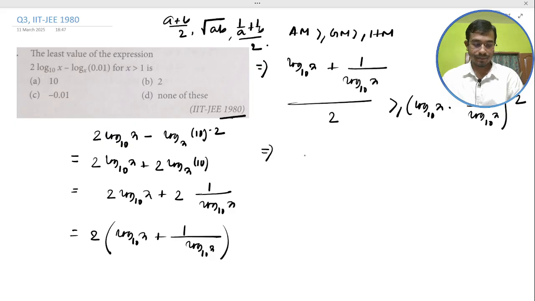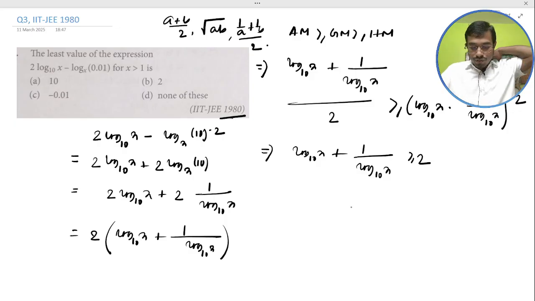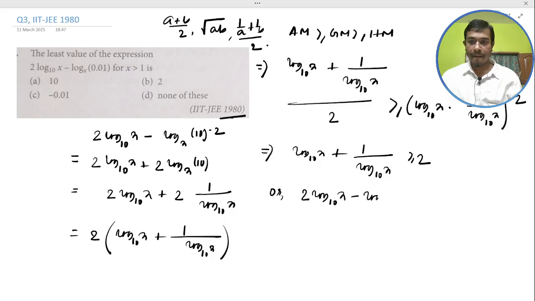This is nothing but log 10 to the base x plus 1 by log 10 to the base x, greater than or equal to 2. Or obviously, twice log 10 to the base x minus log x to the base 0.01 should be greater than or equal to 4.